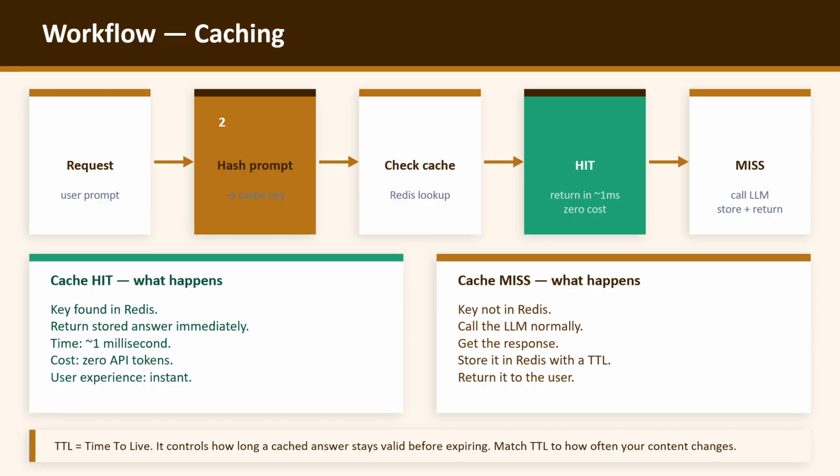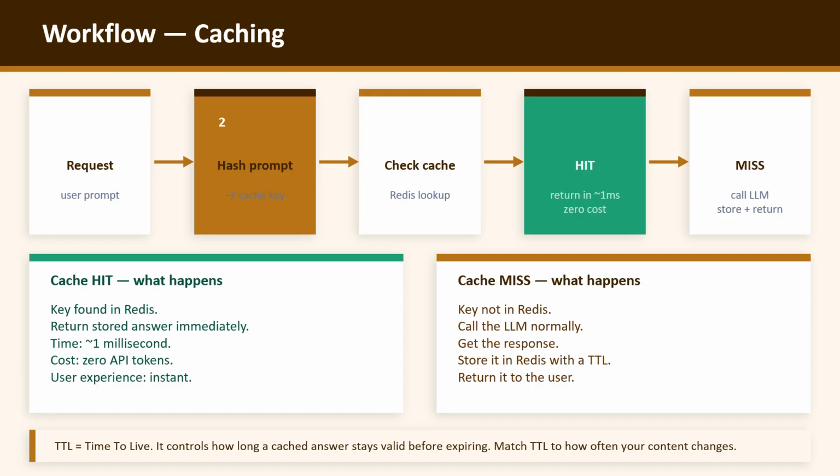Next, workflow. The caching workflow has 5 steps. Step 1. A request arrives with the user's prompt. Step 2. You hash the prompt to create a cache key. Hashing means running the prompt text through a mathematical function that produces a short, unique identifier. The same prompt always produces the same key. Step 3. You look up that key in Redis. Redis is a key-value store, which means it works like a Python dictionary, but runs as a separate server process, and is much faster and more durable than a dictionary in memory.